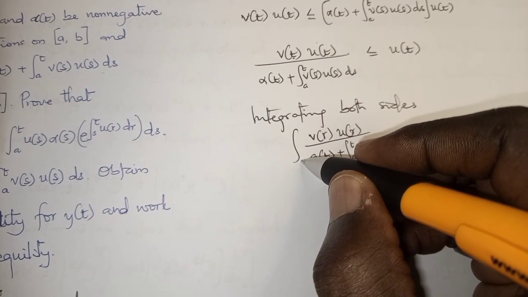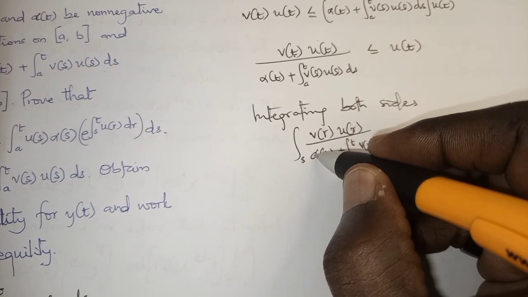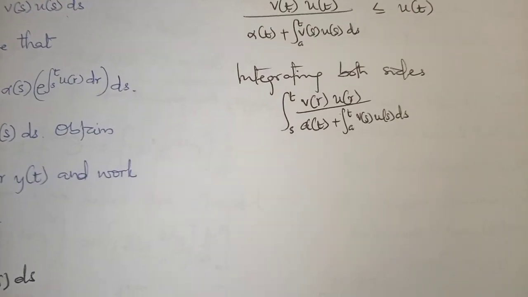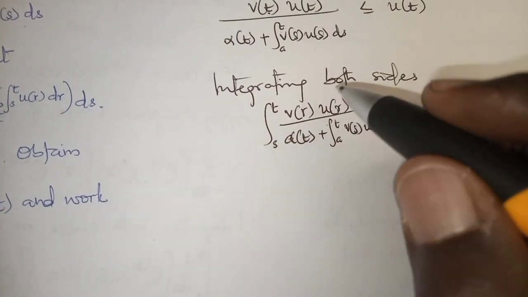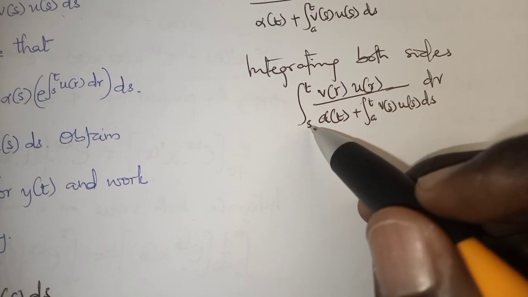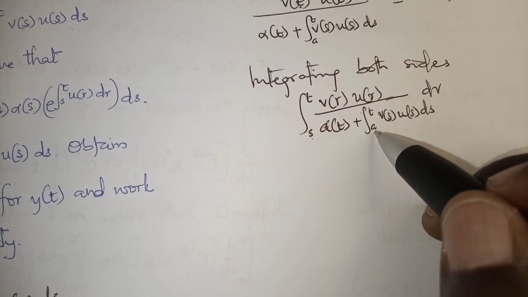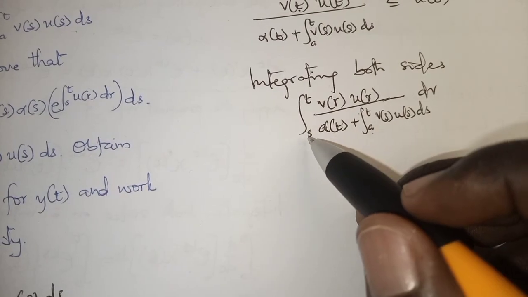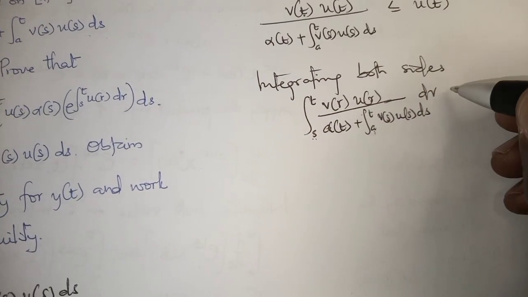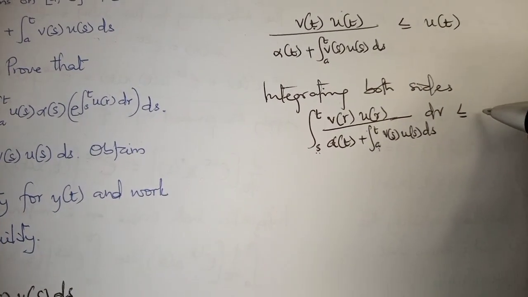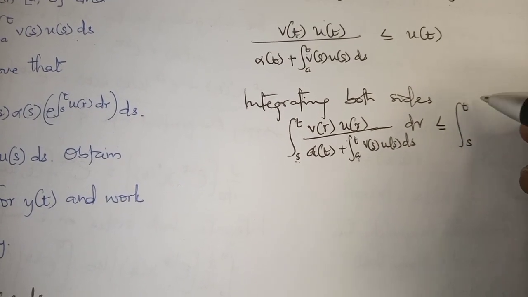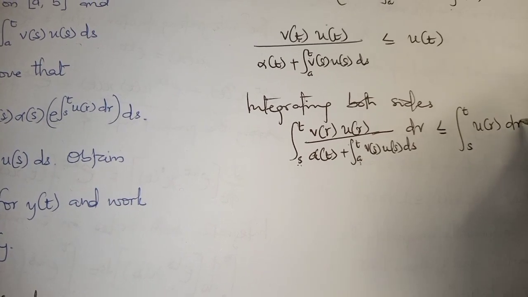So we change this one to also s, so this will be alpha, sorry, in t. Okay, dr. So we are changing this to s because there is already the limit, it's a. If there is already a here, we want to differentiate between the two. So we have less or equals to the integral from s to t of u of r dr.